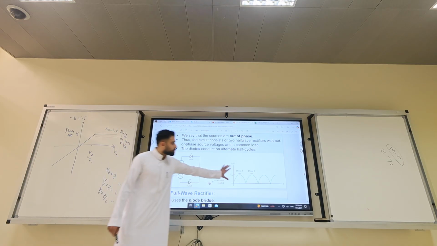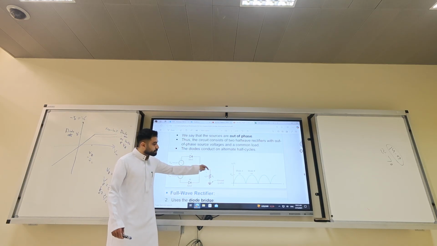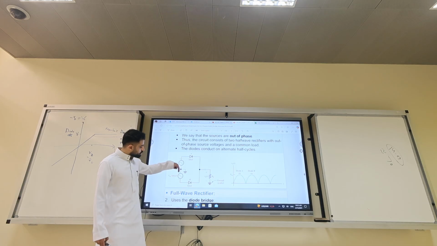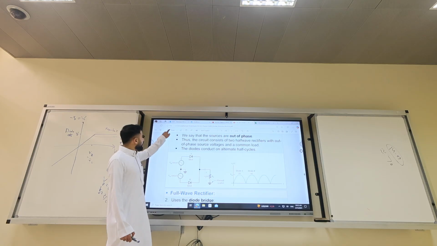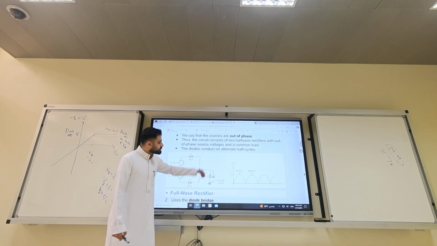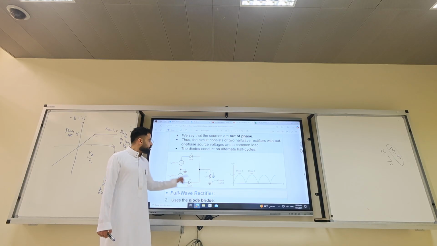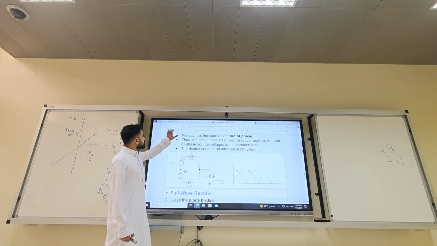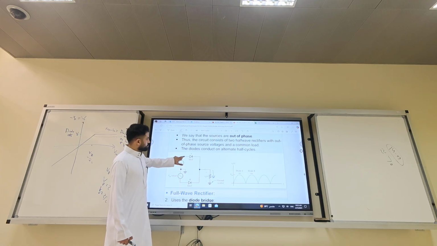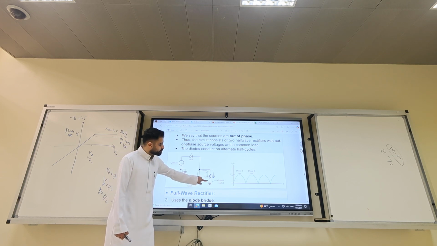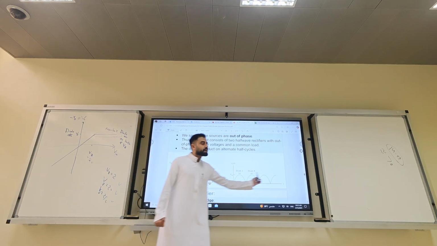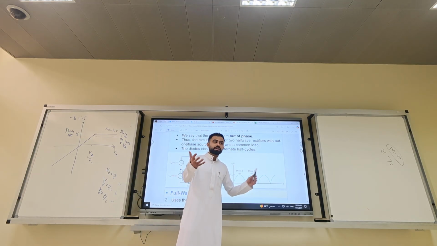So when diode A is on, the current will flow here. When diode B is on, the current will flow where? There. So in either case, the direction of the current is from top to bottom across the load. One time it goes here; when diode B is on, the current will flow here. This way you have a bigger signal, bigger power.